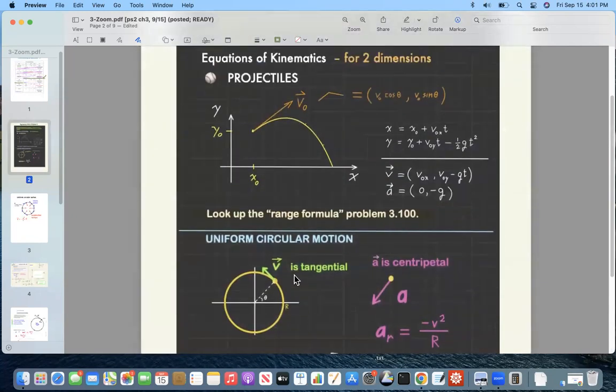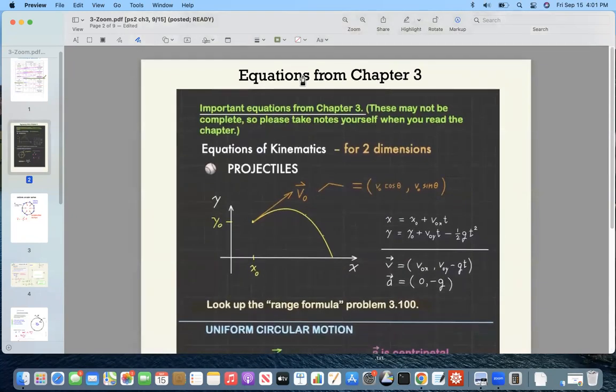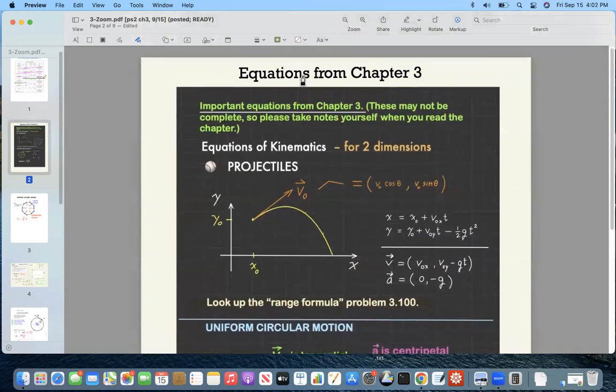But let's take a look at the equations from chapter 3. Chapter 3 is called Motion in Two Dimensions. And so you're going to need the equations from chapter 3. Here are some of them. Don't take these as all the equations from chapter 3. These are not really complete. Take notes when you read the chapter.